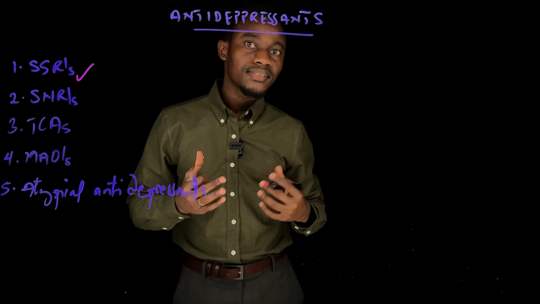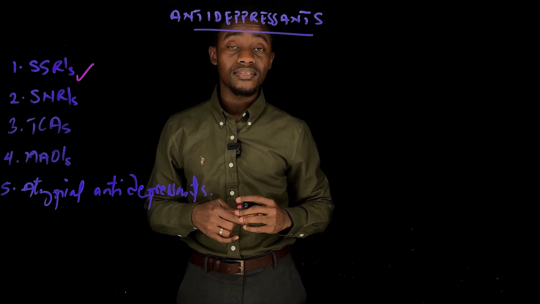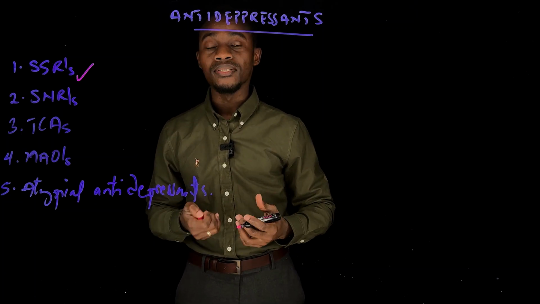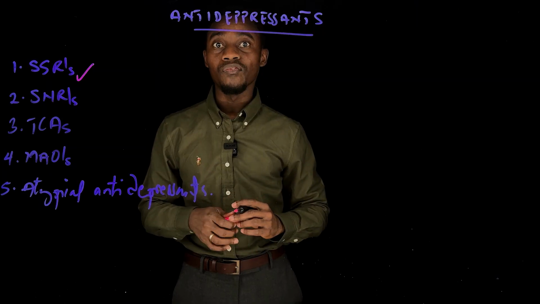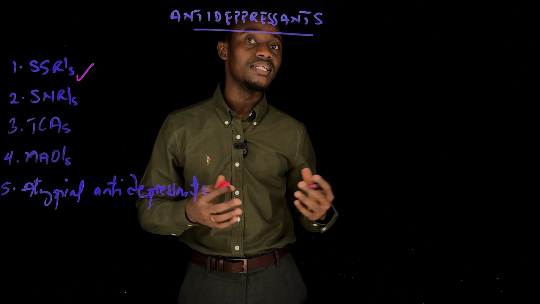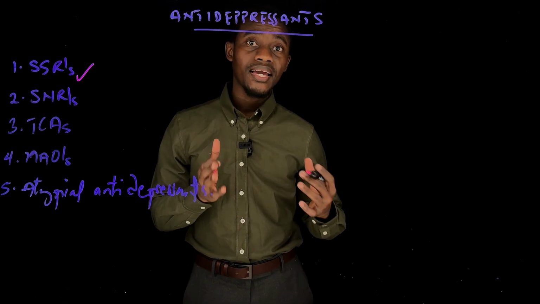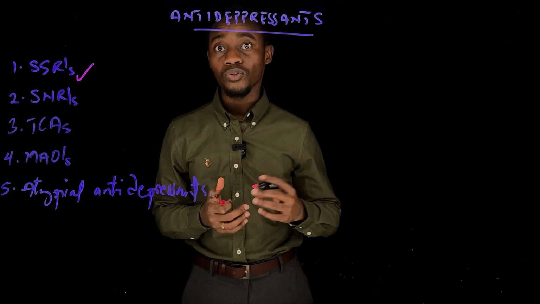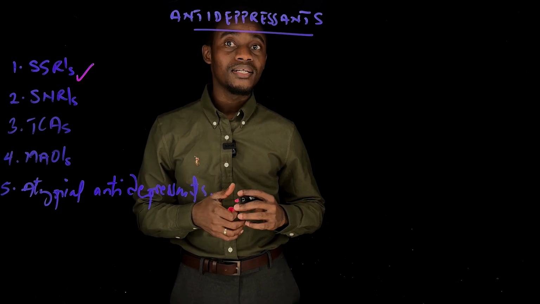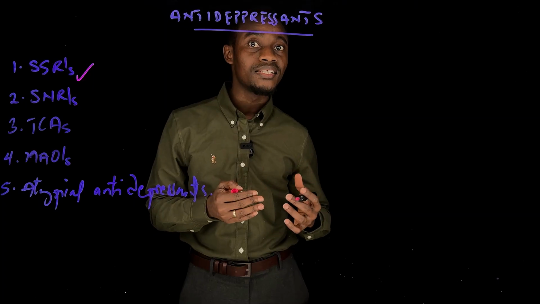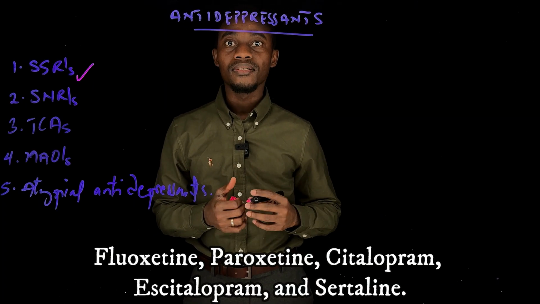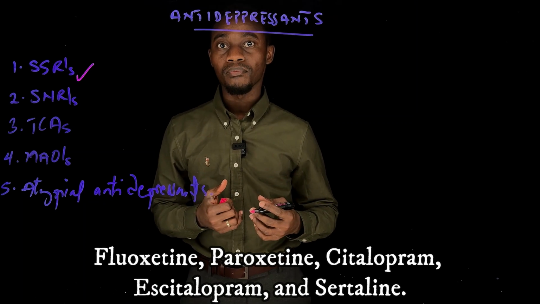SSRIs, or selective serotonin reuptake inhibitors, work by blocking the reuptake or the reabsorption of serotonin, therefore increasing the availability of the neurotransmitter serotonin in the synaptic gap, which in turn improves the mood of an individual with depression. SSRIs are typically the first drugs of choice in the management of depression because they have fewer side effects, they are well tolerated, and relatively safer in overdose. Examples include fluoxetine, paroxetine, citalopram, escitalopram, and sertraline.